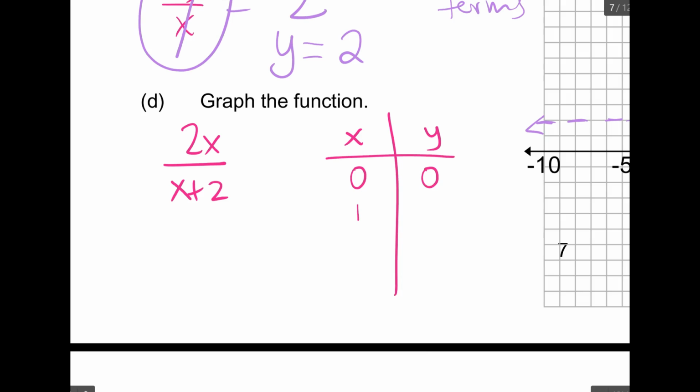What if I put in 1 for x? I get 2 over 3. What if I put in 2 for x? Then you get 4 over 4. What if I put in negative 1 for x? Negative 2 over 1, which is negative 2.